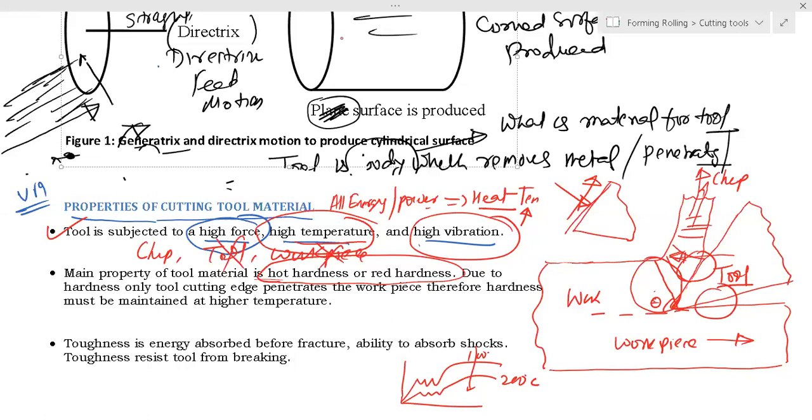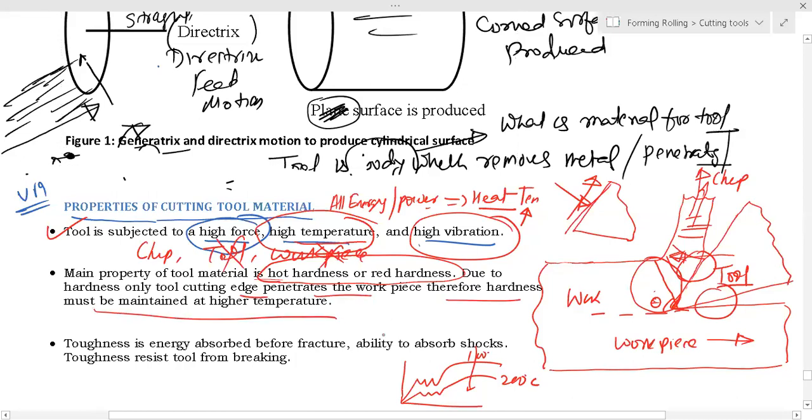And who gives that property? Cobalt, right? A lot of alloying elements are there in tool material. We will understand it when we study the high speed steel tool, with major alloying elements like tungsten, molybdenum or cobalt. So due to hardness only, the tool material penetrates the workpiece, therefore hardness must be maintained at high temperature. CBN, cubic boron nitride, we will discuss.